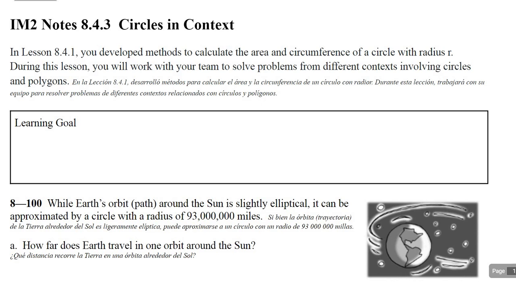So in previous lessons and classes, you've developed methods to calculate the area and circumference of a circle with radius r. Circumference, C, is equal to 2 pi r, where r is the radius, and the area, A, is equal to pi r squared. During this lesson, we're going to work to solve problems from different contexts involving circles and polygons. And we have two learning goals. We'll write them in the first person.